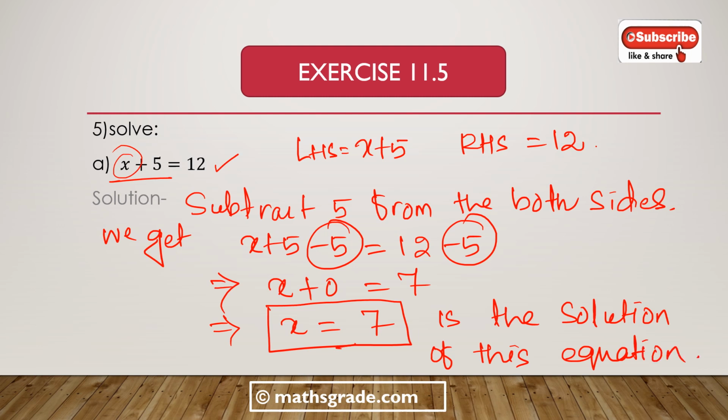So x equal to 7 is the solution for the given equation x plus 5 equal to 12. 7 is the value for the variable x. The value of the variable x is 7.